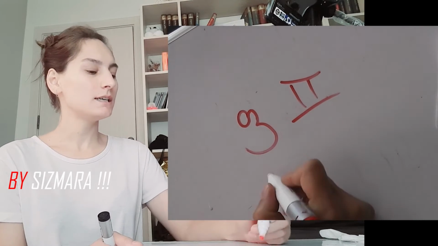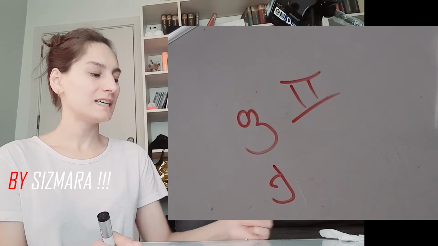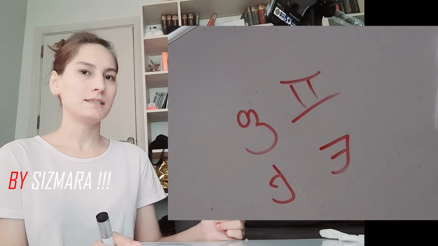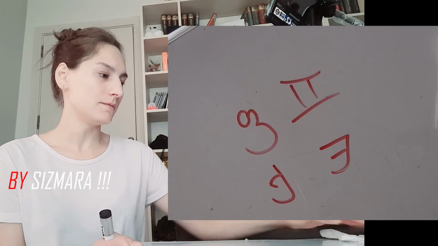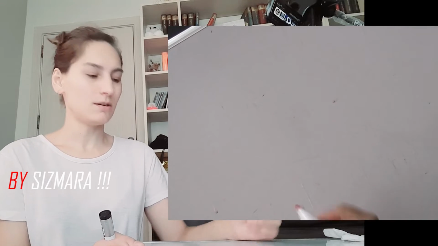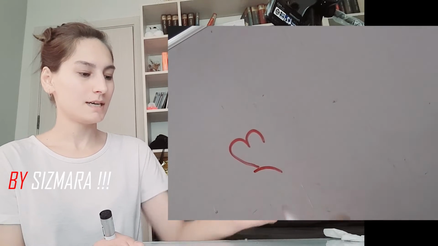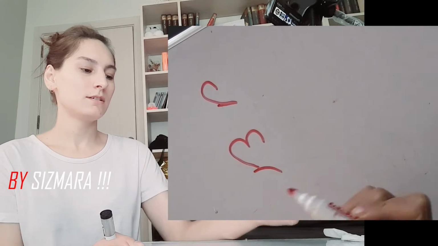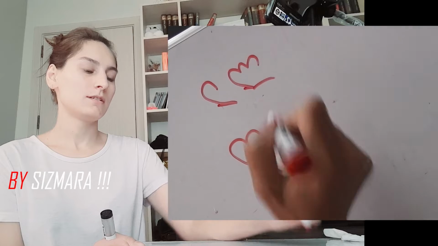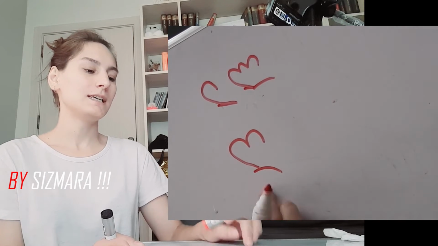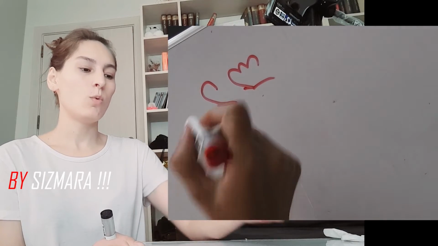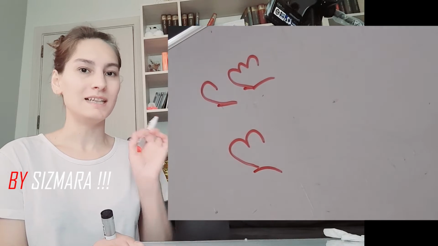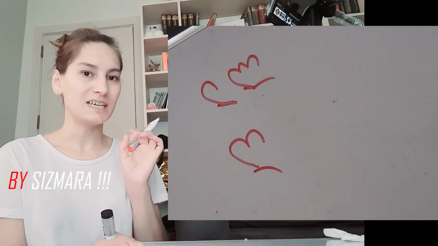P and K. It's K sound. Okay, next is R sound. Don't mix this up with L. It's R. It has two teeth. One teeth or three teeth is L, and two teeth is R.